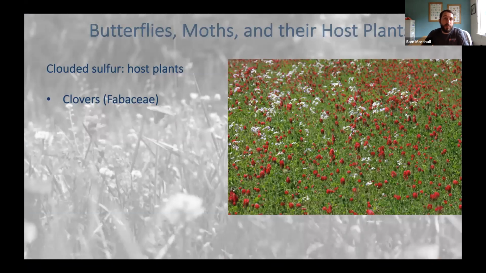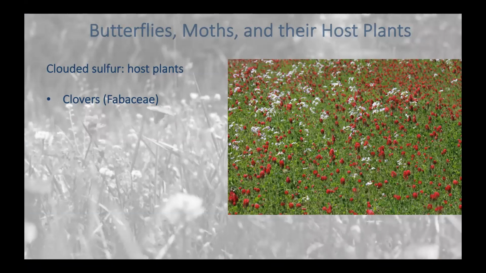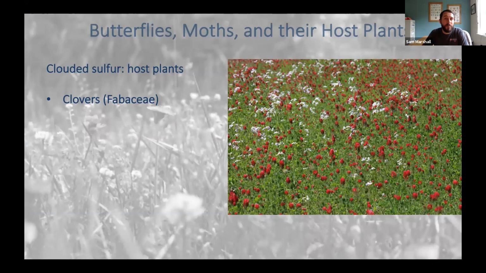Clouded sulfurs feed on a pretty large group, the Fabaceae, which is the bean family. So if you plant crimson clover as a cover crop, there's almost 100% certainty that you're going to get clouded sulfur larvae, because these are very common, very ubiquitous, and you see them for the most part late summer, early fall.